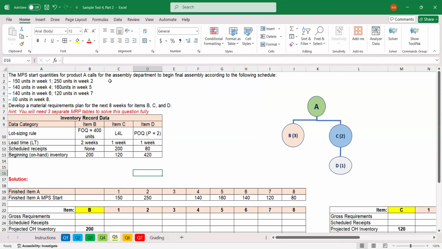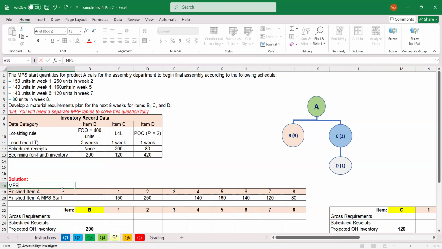And the question here is the MPS start quantities for product A call for the assembly department to begin final assembly according to the following schedule. So they need to make these numbers here that are on our MPS right here: 150, 250, 140, 160, 140, 120, and 80. That's the information that you get from this question. This is coming from your MPS, your master production schedule.